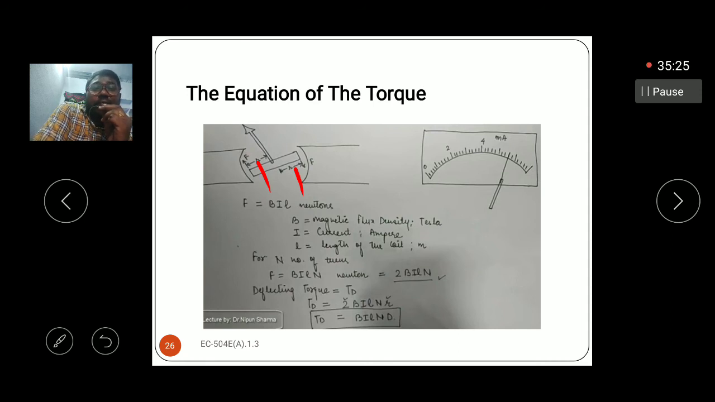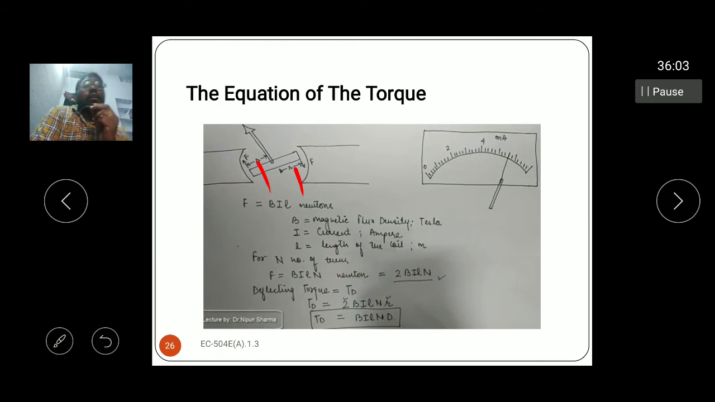Here for N number of turns, the force F is equal to B into I into L into N, newtons. Here we have two different forces. One force is at the north pole, another force at the south pole. So we get two forces established. Then the total force F is equal to 2 into B into I into L into N.